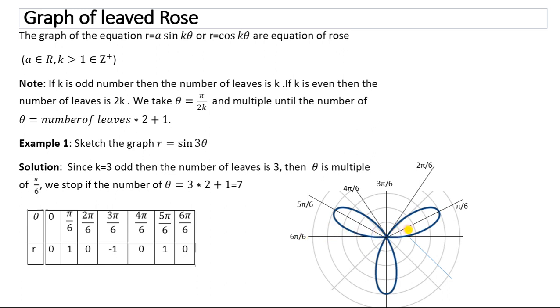I connect this point, this, and this, and this, and this. I connect between them in the shape of a leaf. This rose is the solution, because the graph is sine theta, symmetric about the y-axis.